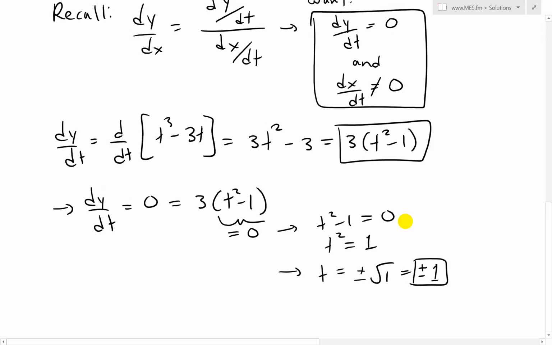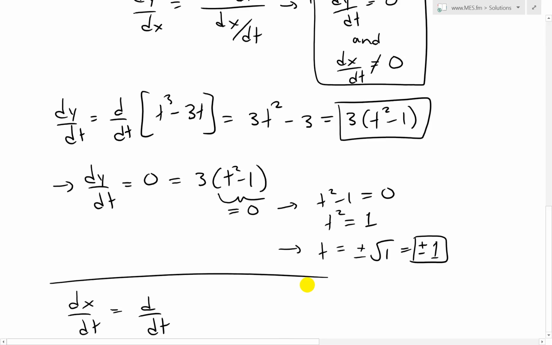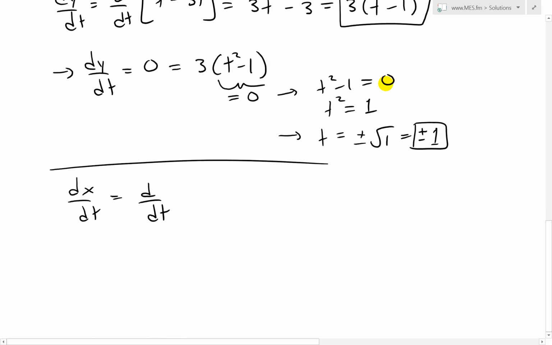But we want to make sure that dx over dt is not equal to 0, and we can check that. dx over dt equals d over dt, and now we plug in the x equation, which is t squared, like this.